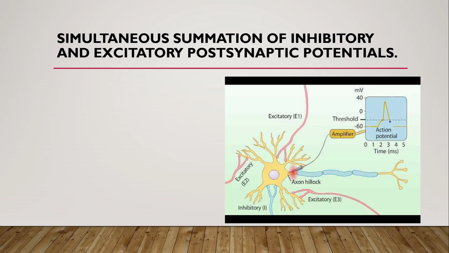Now, simultaneous summation of inhibitory and excitatory postsynaptic potential. Here you can see there are two neurons. One is excitatory and the other is inhibitory. The excitatory neuron produces a depolarization of the postsynaptic neuron, and at the same time the inhibitory neuron causes inhibition of the postsynaptic neuron.